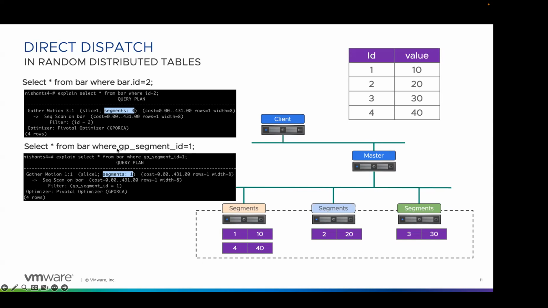But if we write the query like select star from bar where we are specifying the segment from which we want the data, say where segment ID is 1, then in this case we can directly send it to that segment and get our data. We can note in the plan that only one segment had to respond in this case.